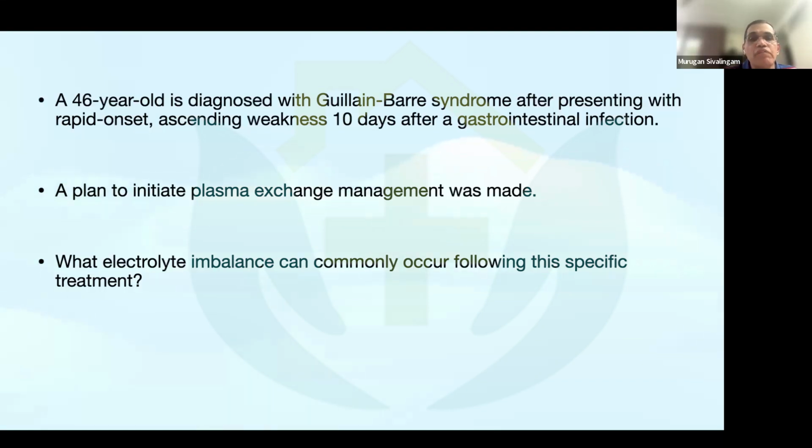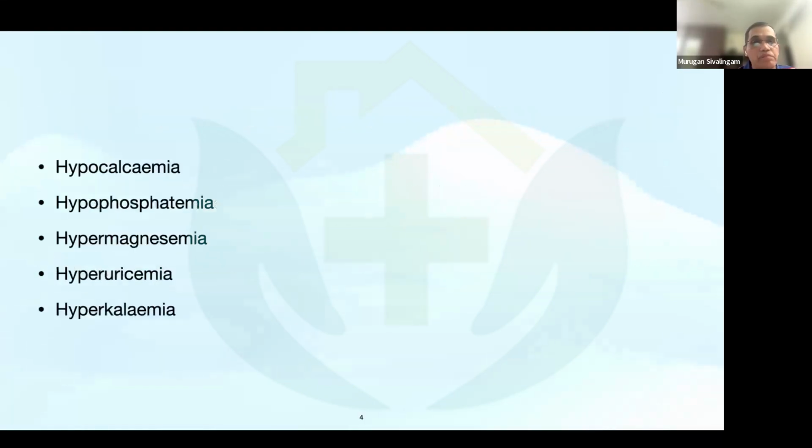So the question is, which of the following electrolyte imbalances are common with plasma exchange? And these are the options: hypocalcemia, hypophosphatemia, hypermagnesemia, hyperuricemia, and hyperkalemia.